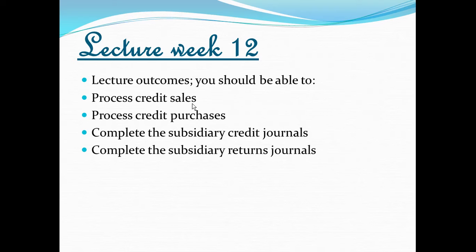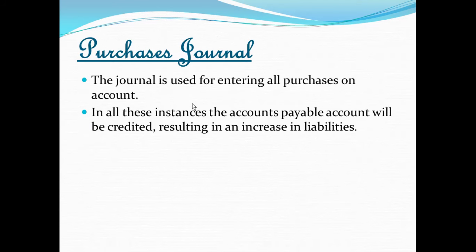So in the first part of the slides, we did the CRJ and CPJ, which dealt only with cash transactions, and now we are dealing with all the credit transactions. So the first journal is the purchases journal, and as the name suggests, it is the journal which we use every time we make a purchase. But what you need to know here is that this journal is only for credit purchases.